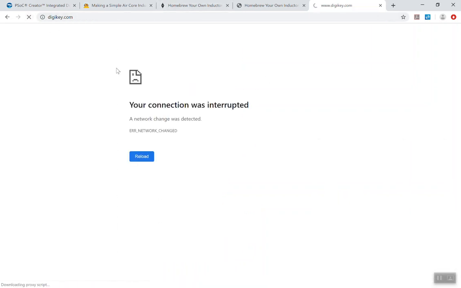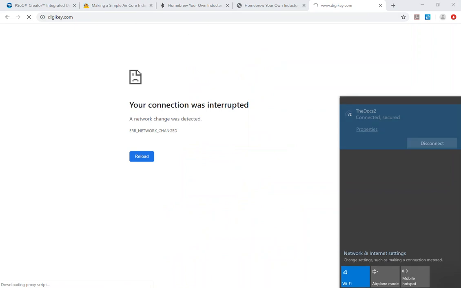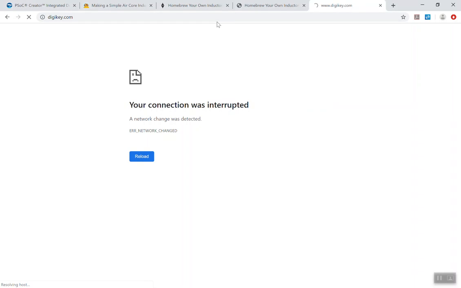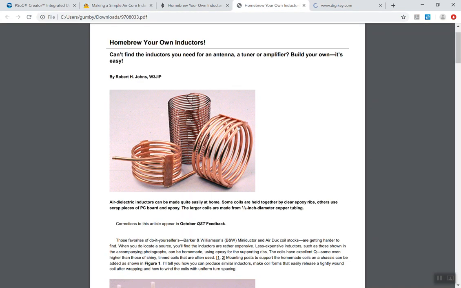I'm at the far end of where my wireless connection is in my house. So let's try that one more time. All right, it's not loading in, but that's fine. We'll go back to this tab here.